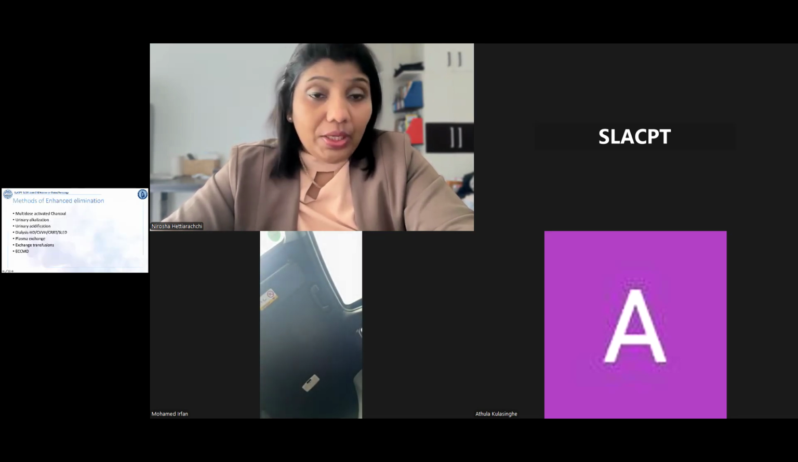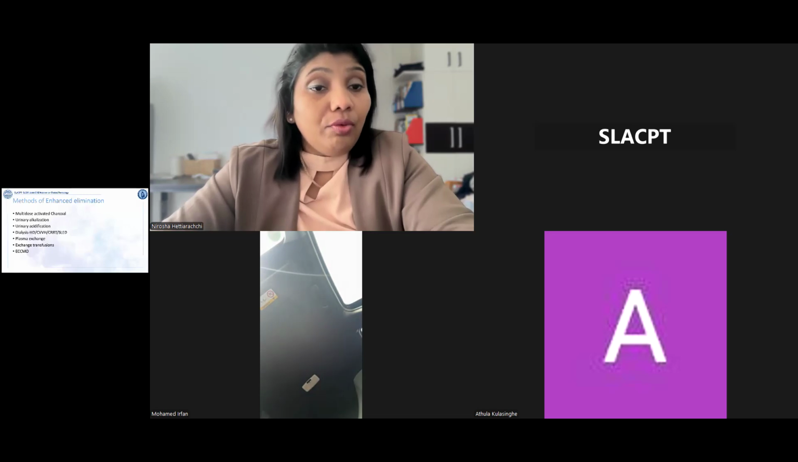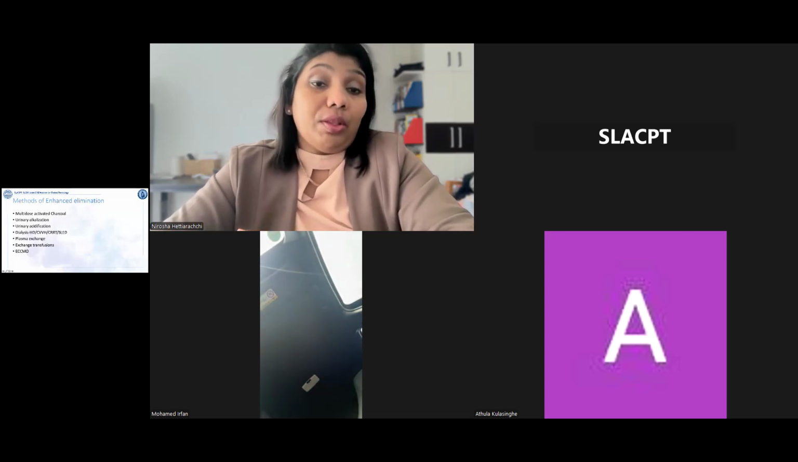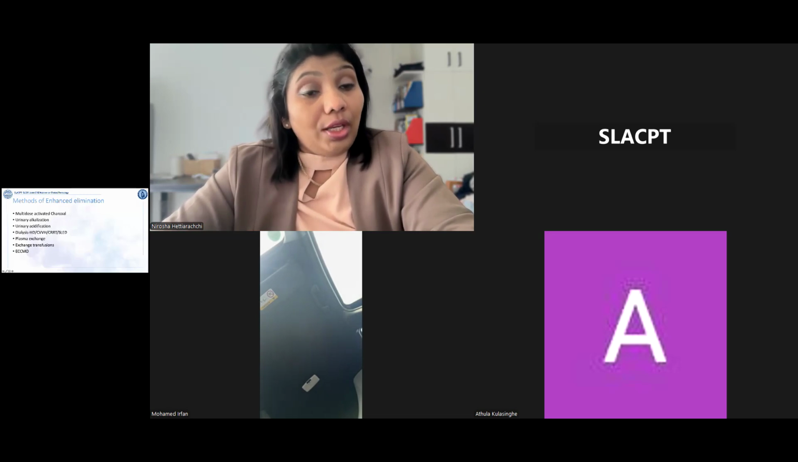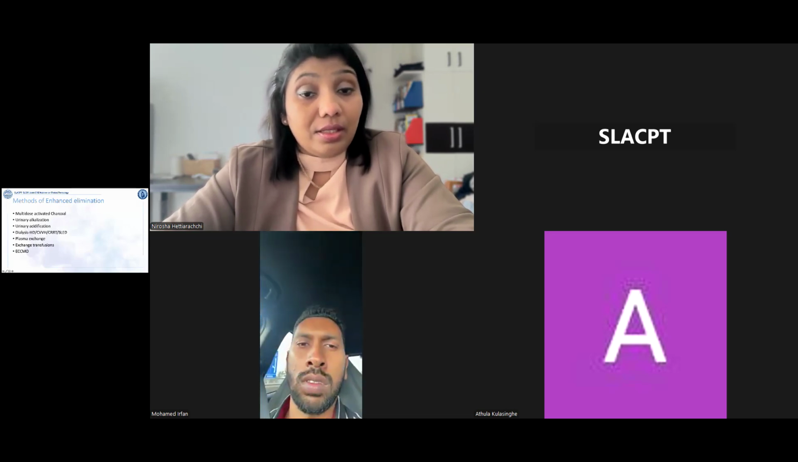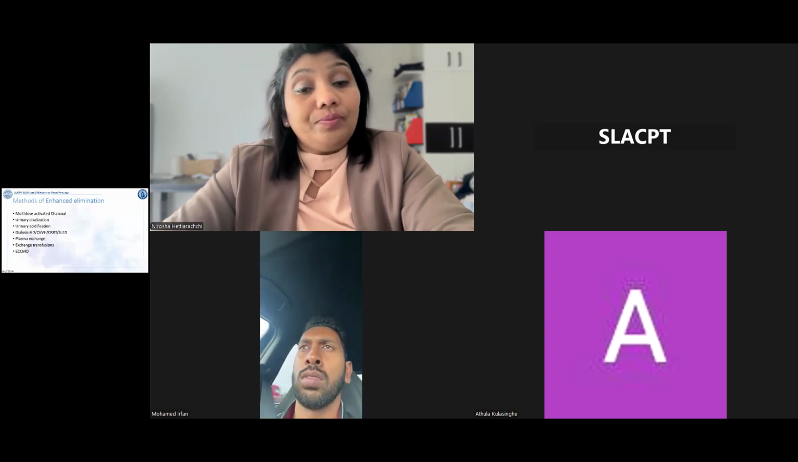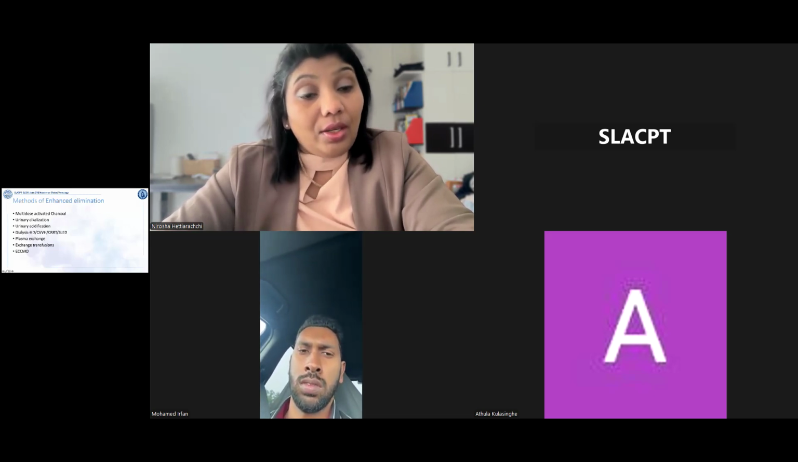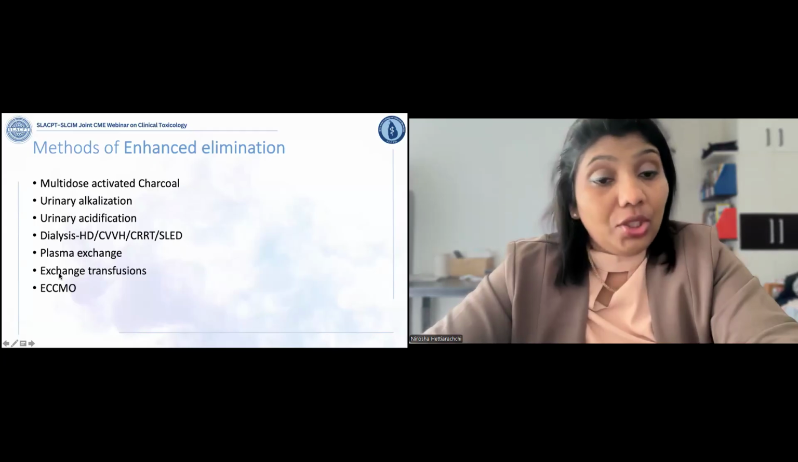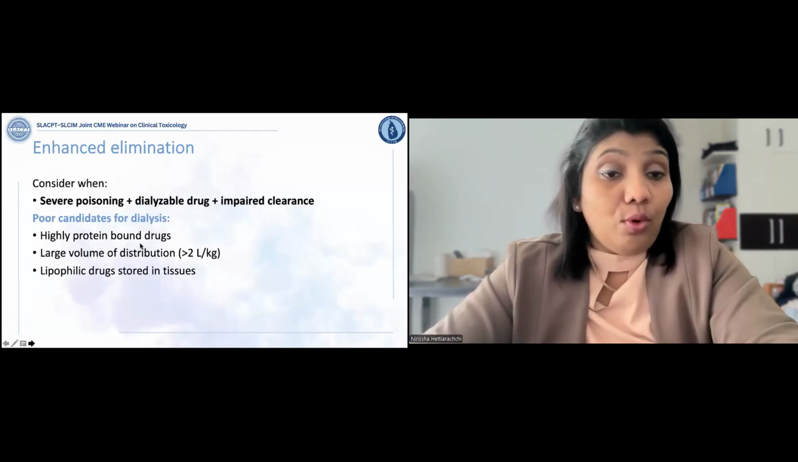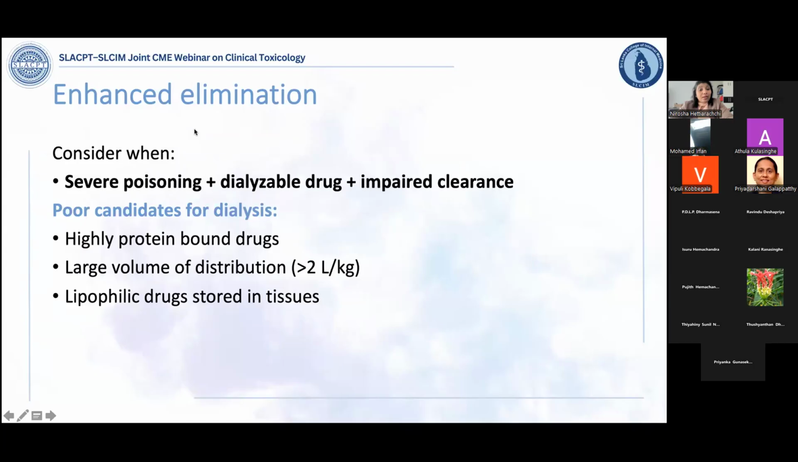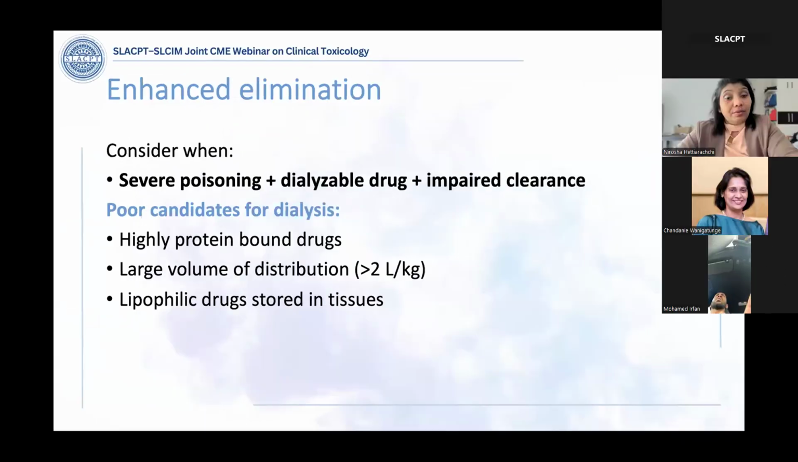So what are the methods of enhancing elimination? As I said before, multi-dose activated charcoal is a method of enhancing elimination. You can use urinary alkalization, urinary acidification, dialysis, hemodialysis, CVVH, CRRT, SLED. This varies according to the medication the patient has taken. You can sometimes apply plasma exchange, exchange transfusions, and ECMO also. So consider enhancing elimination in severe poisoning plus dialysable drugs plus impaired clearance.